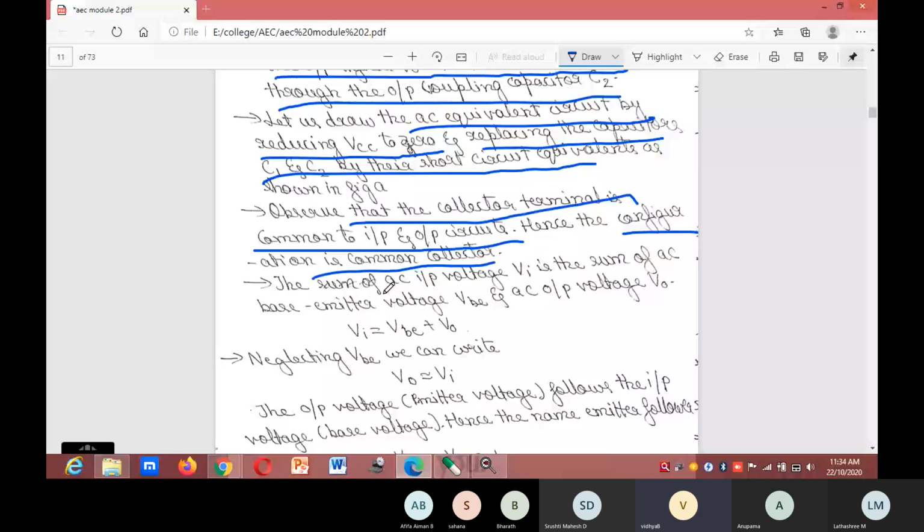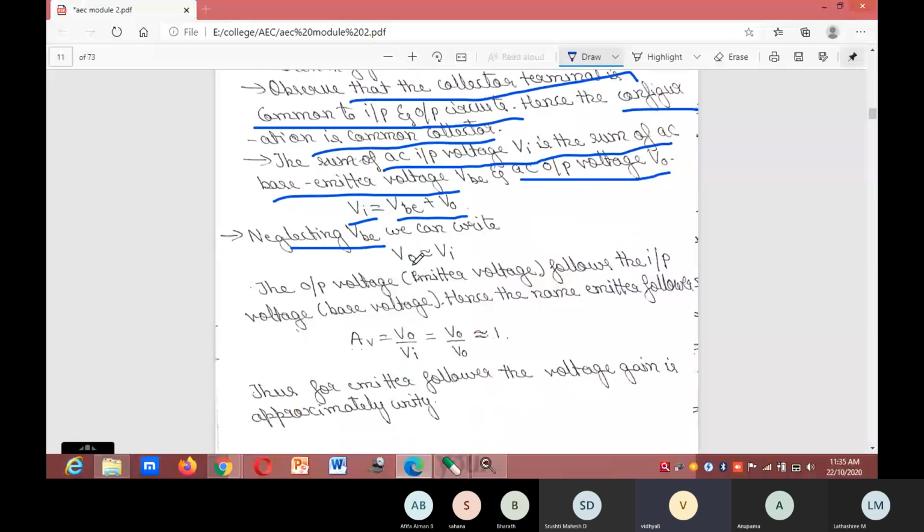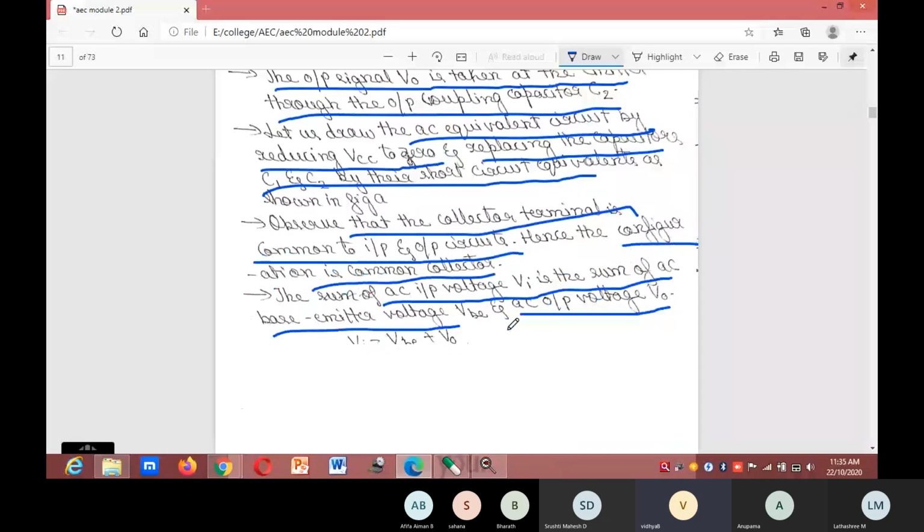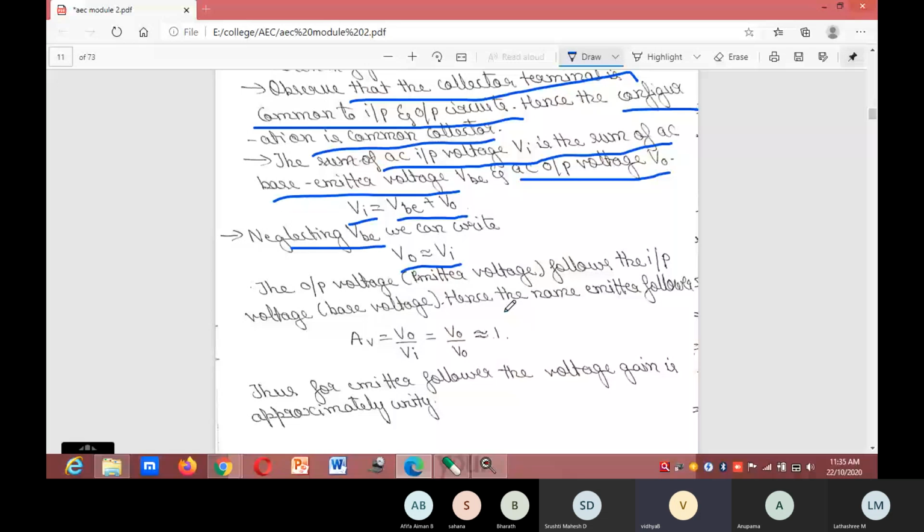The AC input voltage Vi is the sum of the base emitter voltage and the AC output voltage: Vi equals VBE plus V0. If we neglect VBE, then we can write V0 equals Vi. The output voltage, the emitter voltage, follows the input voltage. That's why the name is emitter follower configuration.